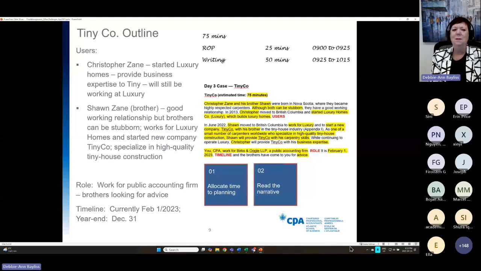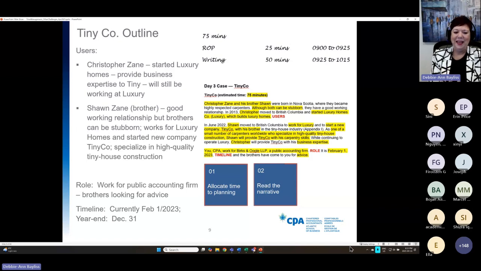So I'm just going to type the information about, for Christopher, he started at Luxury Homes. He can provide business expertise to Tiny, but he's still going to be working at Luxury. And then Sean, they have a good working relationship, but brothers can be stubborn. And he specializes in high quality tiny house construction. So again, I'm extracting it, not quite sure where it applies yet, but I can move it around.